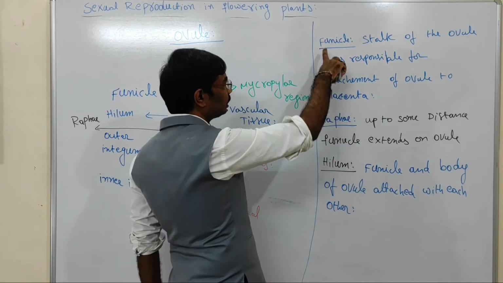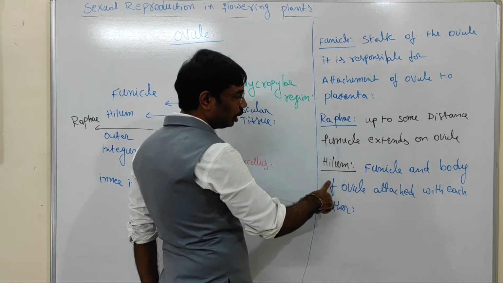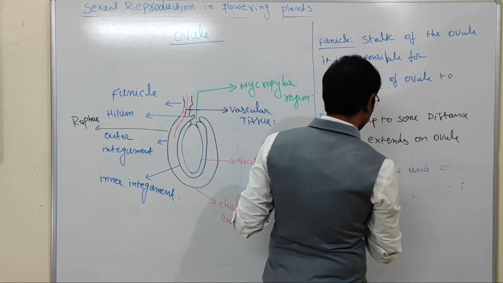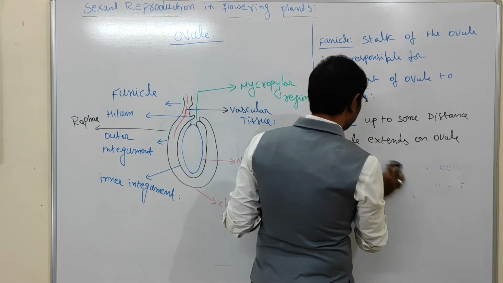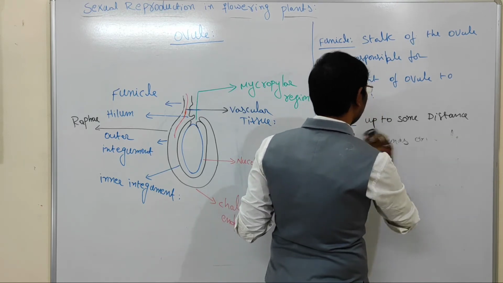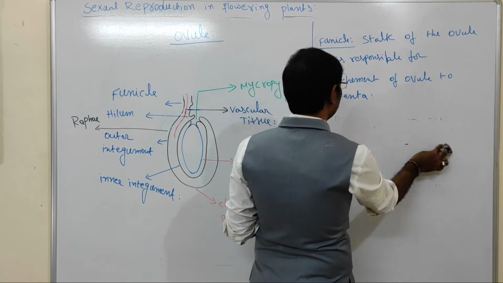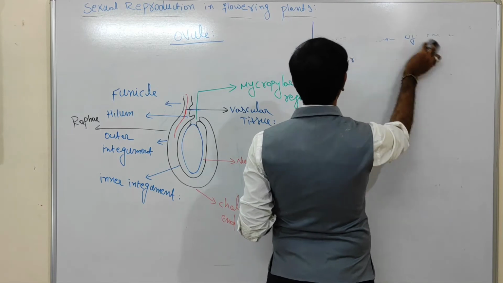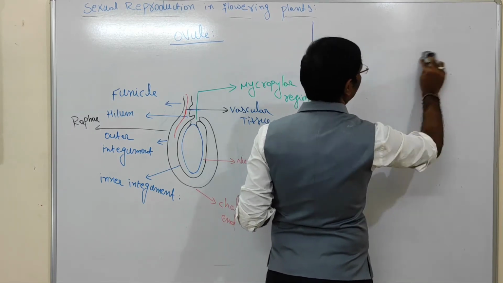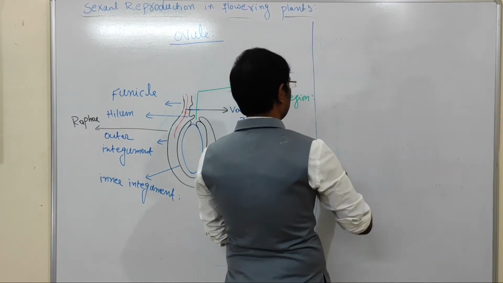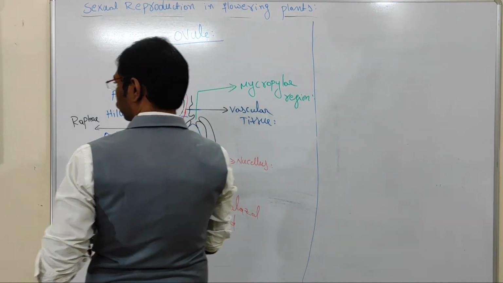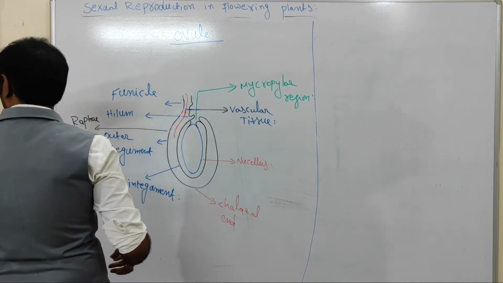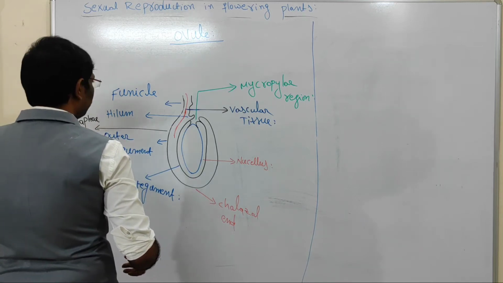So first I discussed funicule, raphe, then hilum. I will give notes about this vascular tissue. What is the function of vascular tissue and where is it located? The vascular tissue is located inside the funicule. That red line is called vascular tissue.